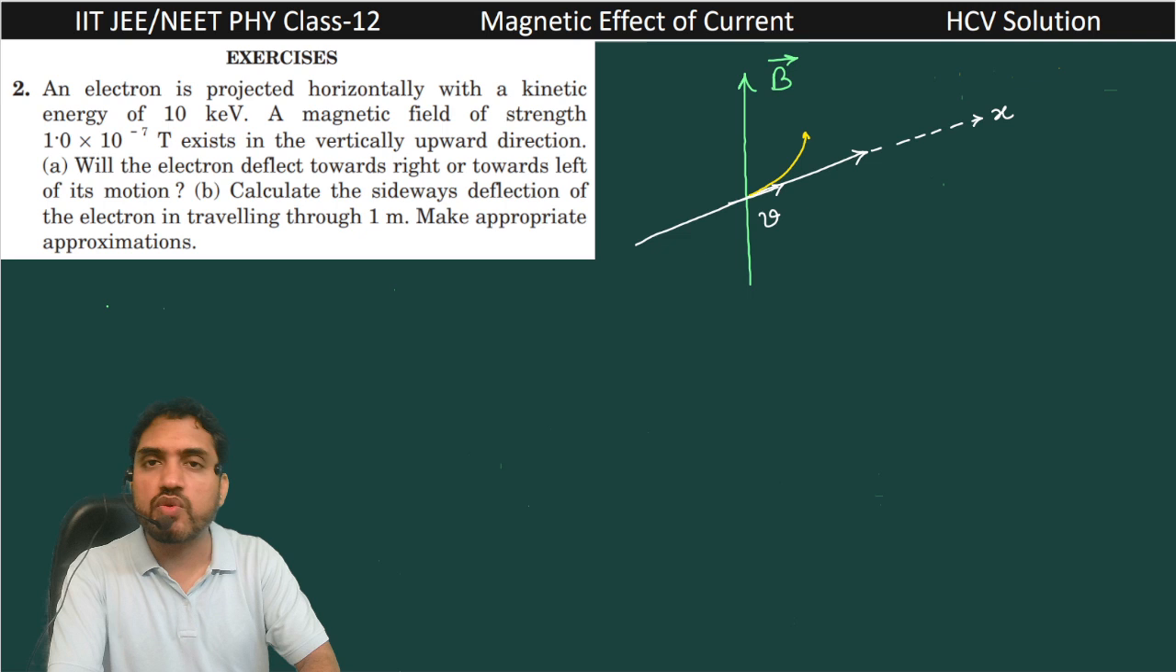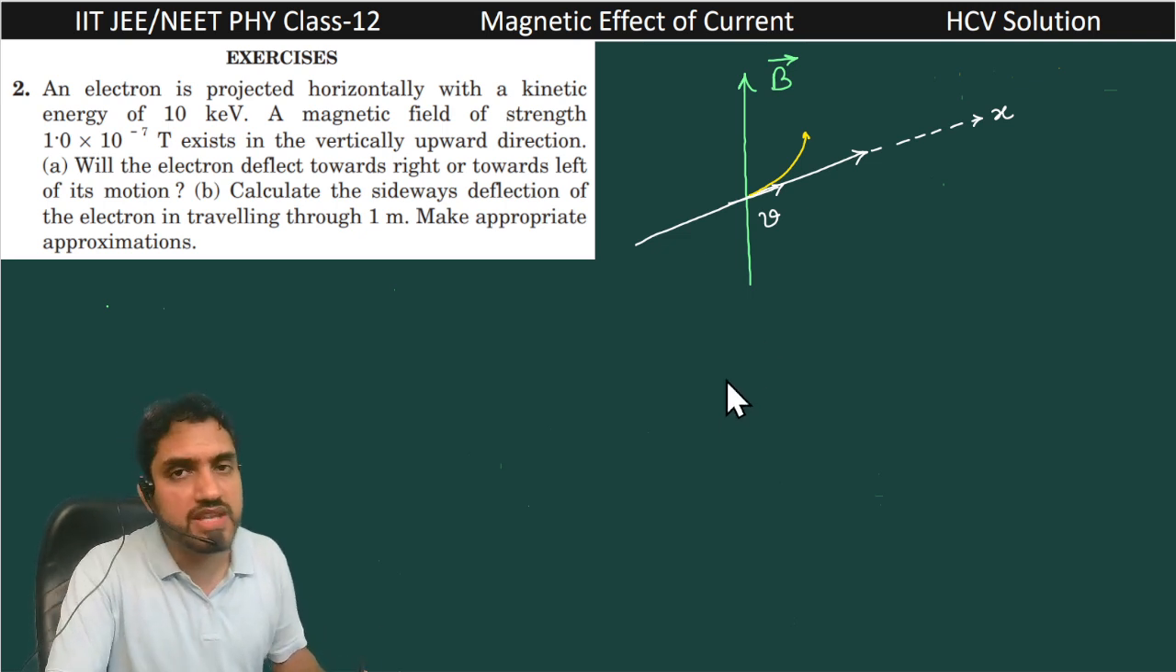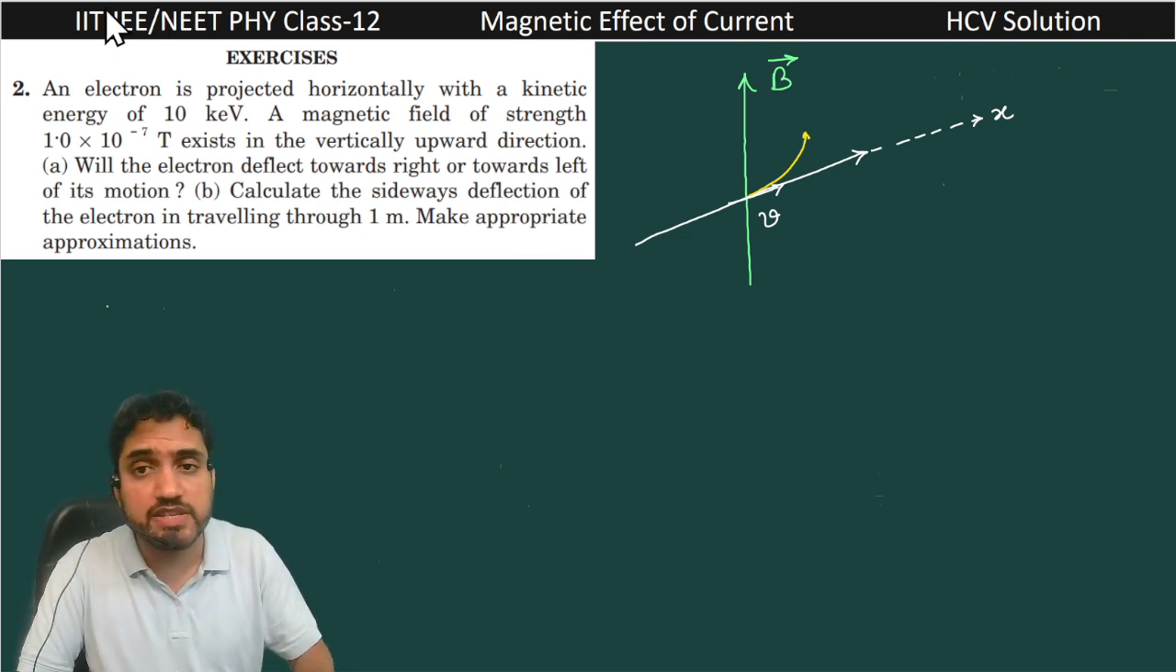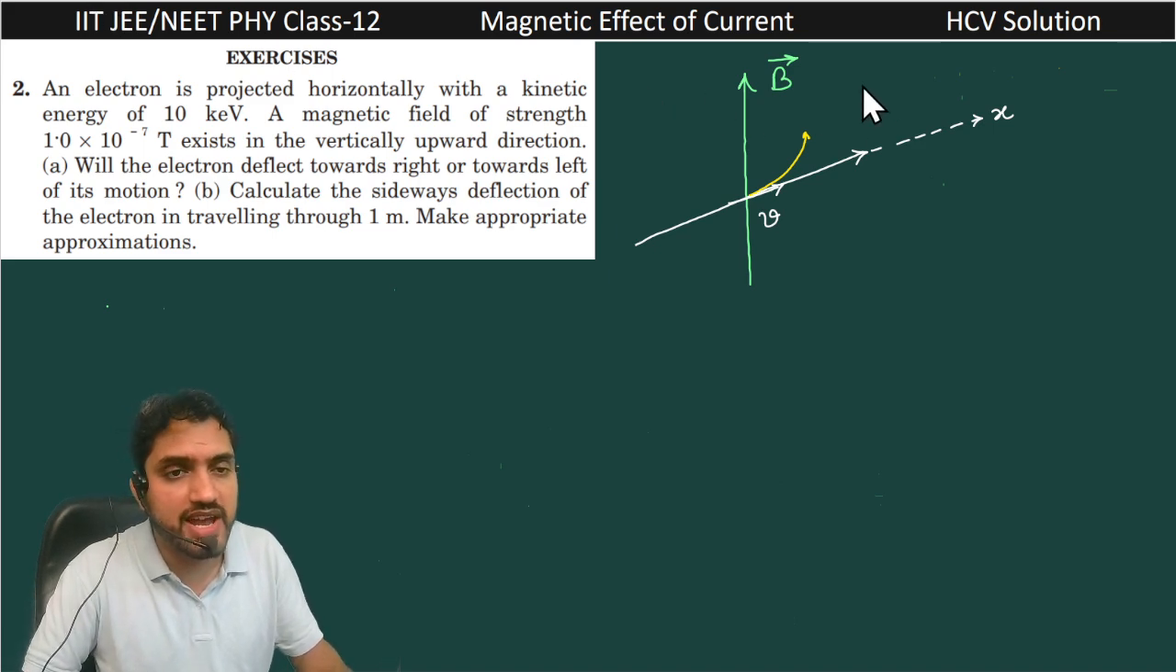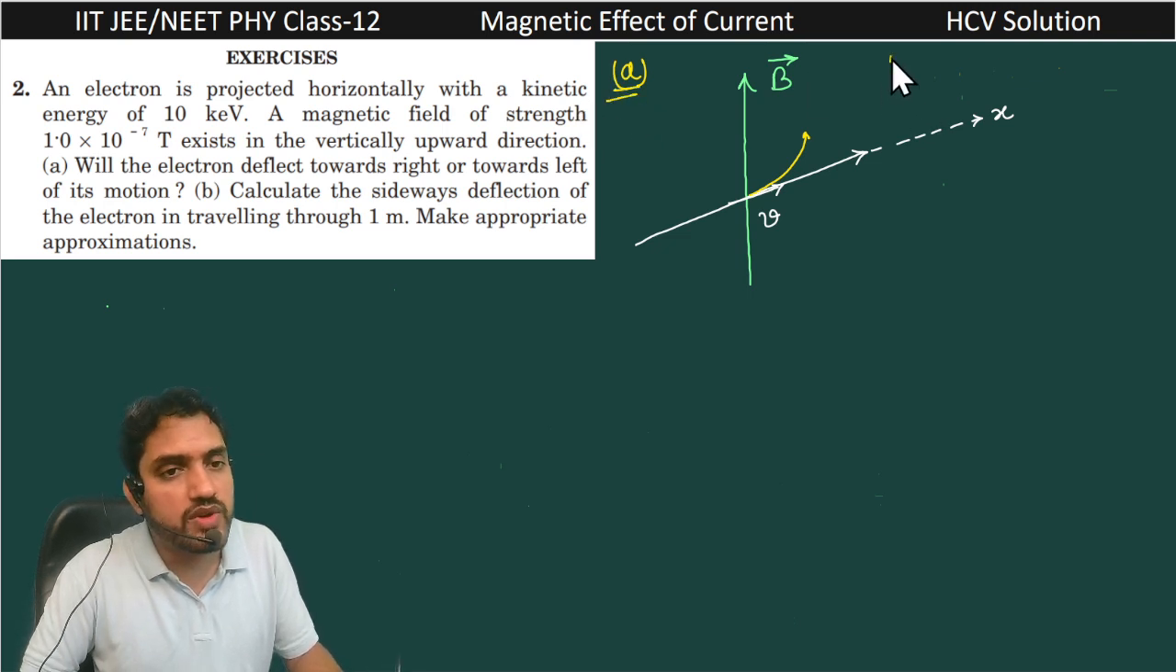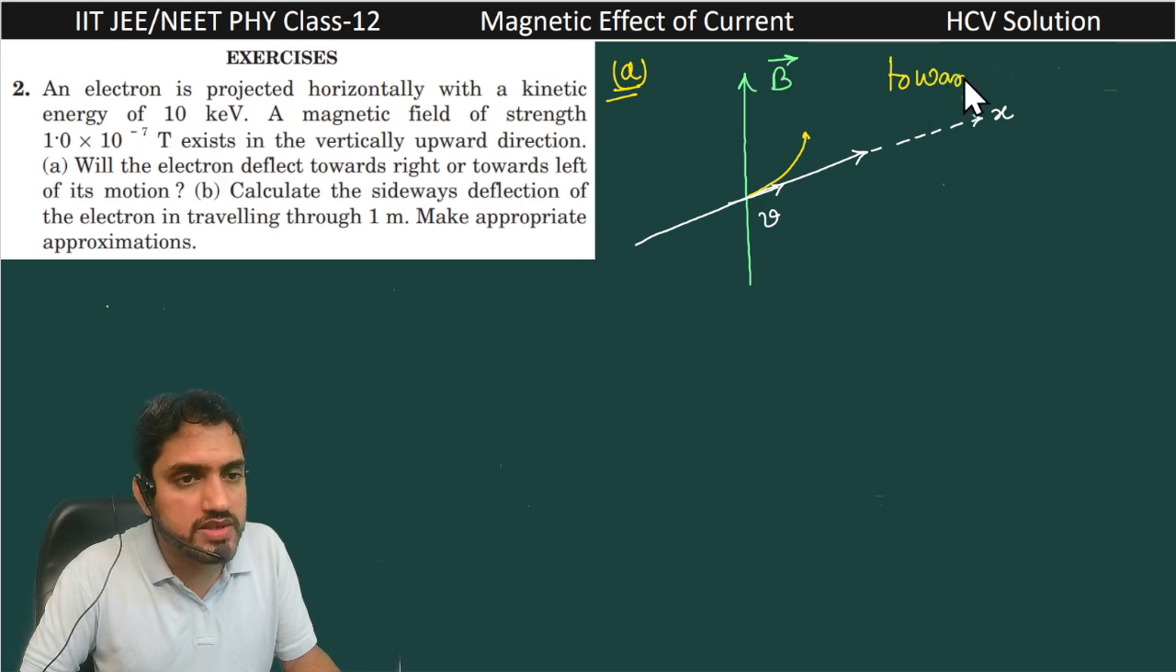So the direction of force will be towards the left because it is a negative charged particle, so we have to reverse the direction. So the answer of the first part A is: it will deflect towards the left.